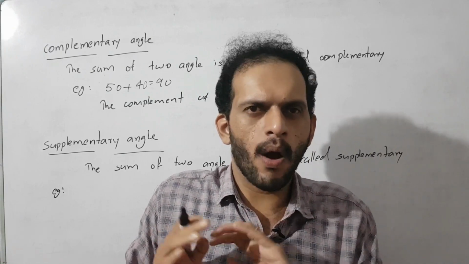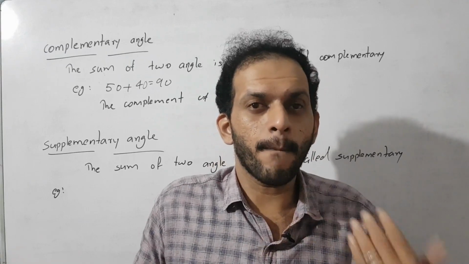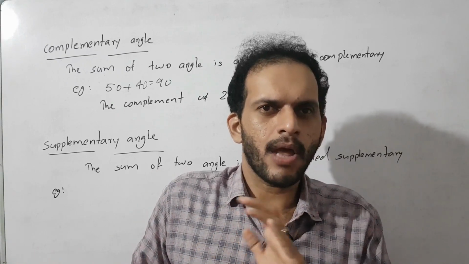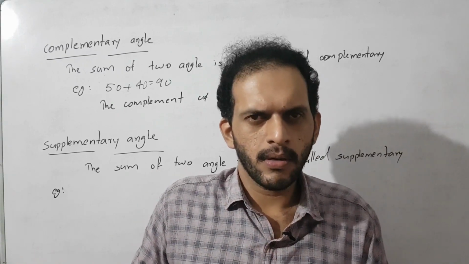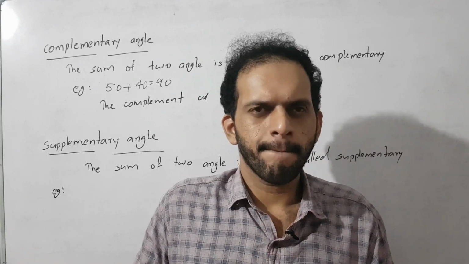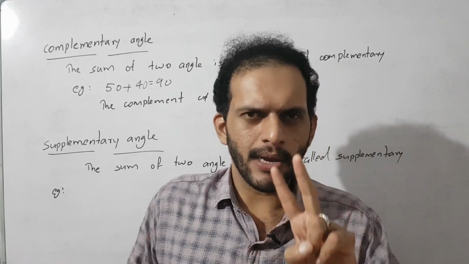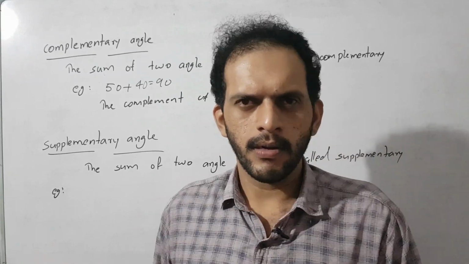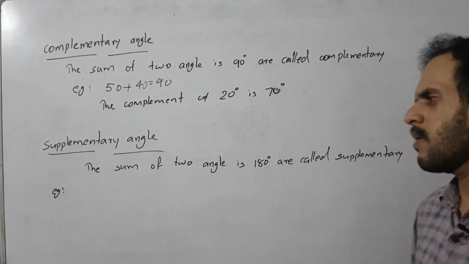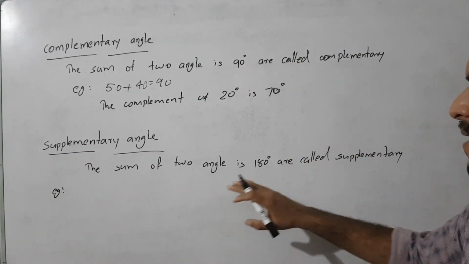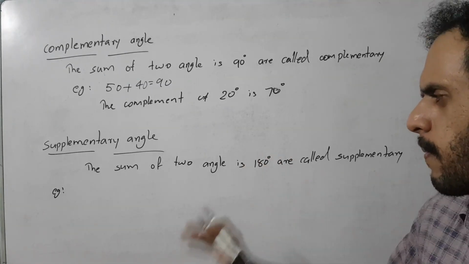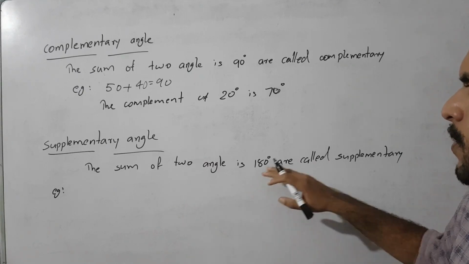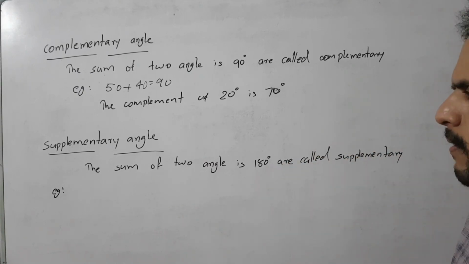I think you got the idea of what complementary angles are and what a complement means. What is a complementary angle? If the sum of two angles is 90 degrees, they are called complementary angles. Next we discuss supplementary angles. If the sum of two angles is 180 degrees, they are called supplementary angles.